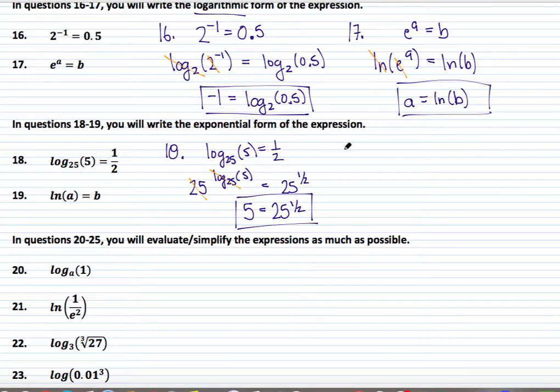For 19, I have ln of a equal to b. So I'm going to do the exact same process, but instead of raising it as a power of an integer, I'm going to raise it as a power of e. So I have e raised to the ln of a on the left-hand side and e raised to the b on the right-hand side. So the e and the natural log will cancel each other out, leaving me with just a is equal to e raised to the b power.